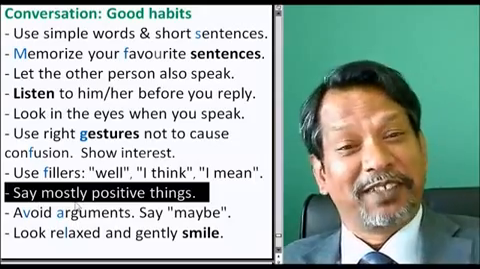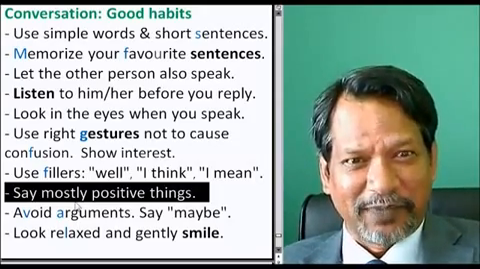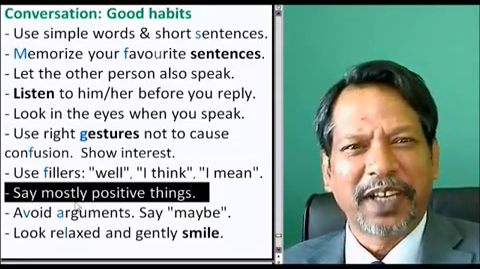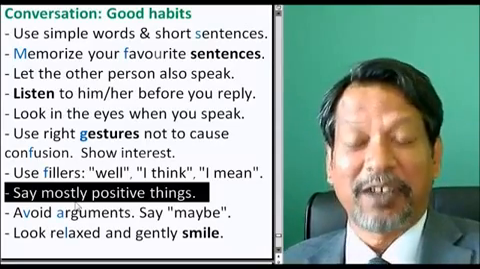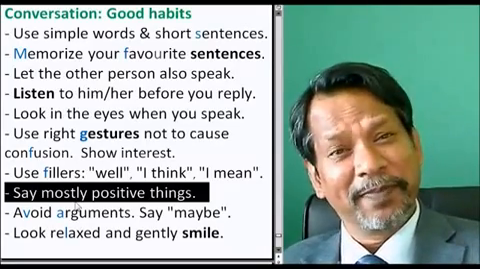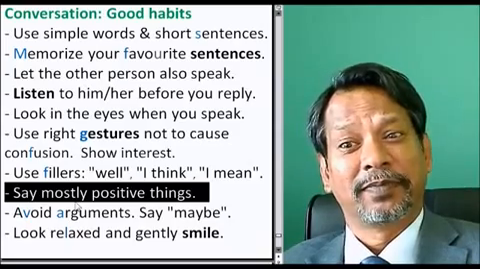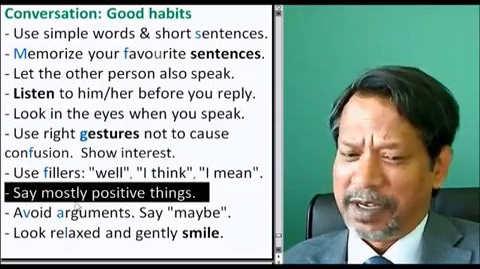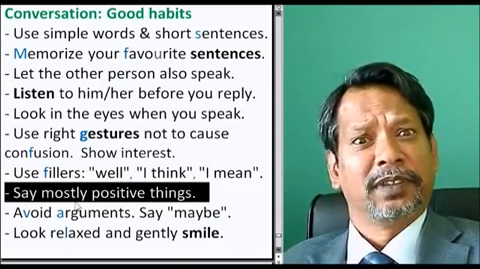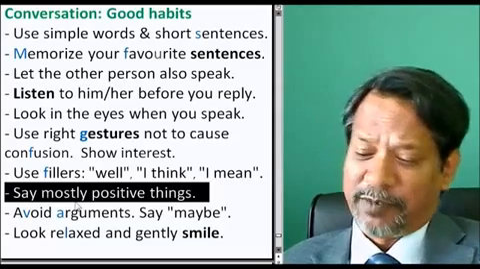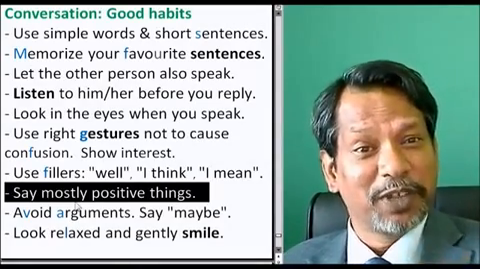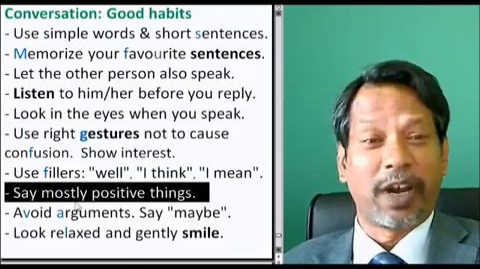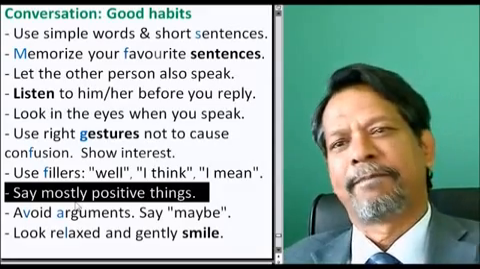Say mostly positive things, very important. Okay, if you constantly criticize things and say negative things, the other person gets bored. Okay, they're not interested. Try to say positive things. Say, oh yeah, that's very interesting. Even if you don't like something, say, well, I think it's okay. But no, thanks. Try to be as positive as possible, rarely negative. Okay, that's important.